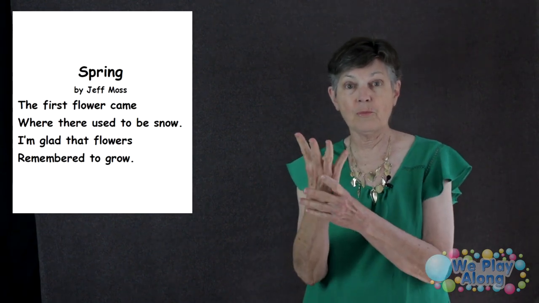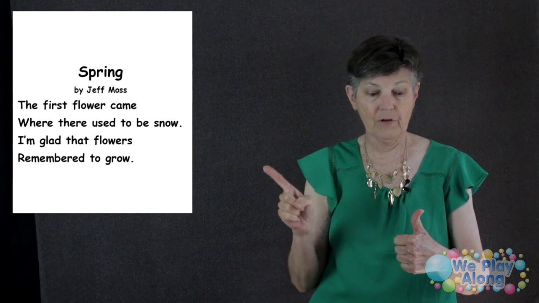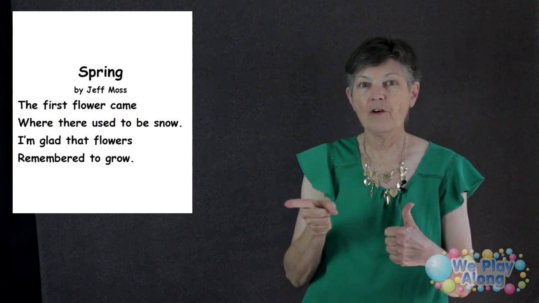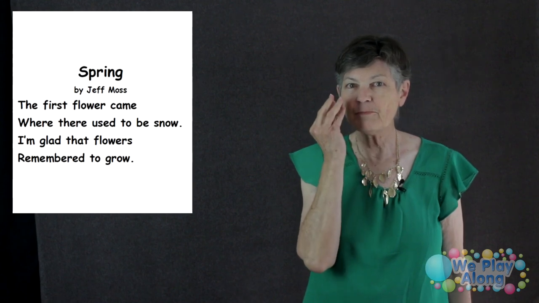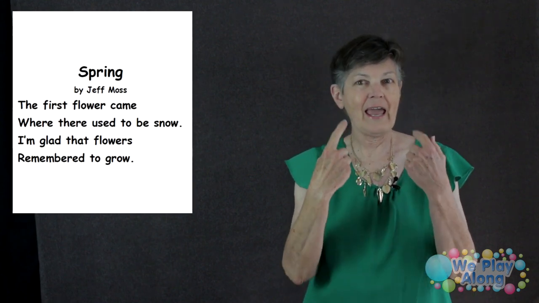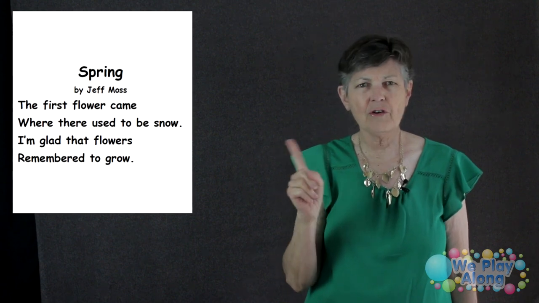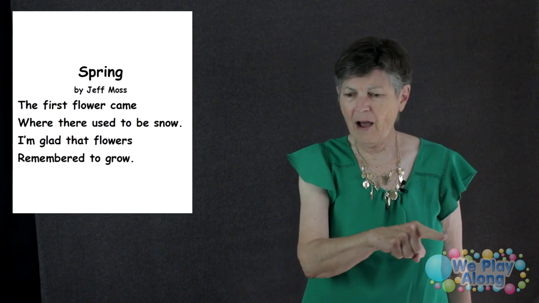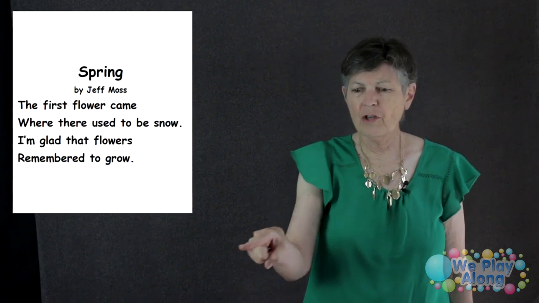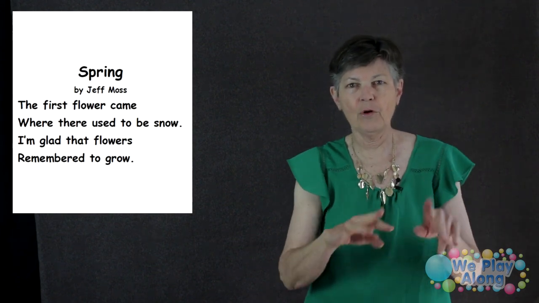Okay, so we got spring. Now, the first, you take your pointer finger and you're going to come to your thumb. The first flower, remember we did that from the last poem, flower came. Where, you just shake your pointer finger, where there, and I'm going to point out there, where there used to be snow. And we're going to wiggle our fingers. We kind of float them on down.